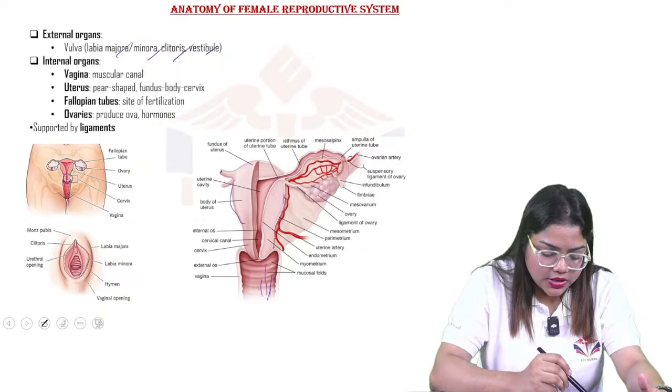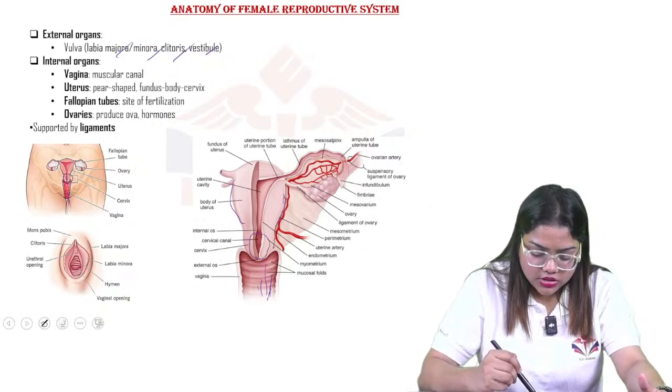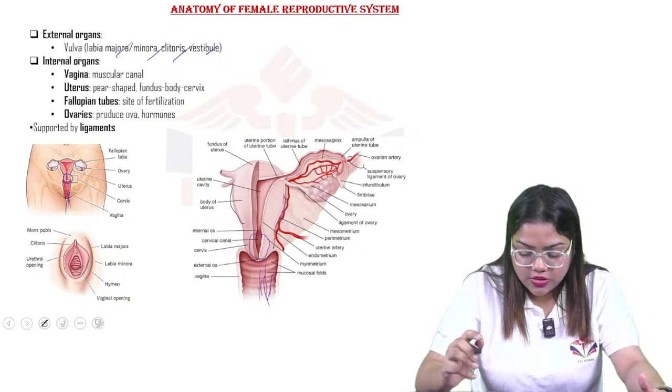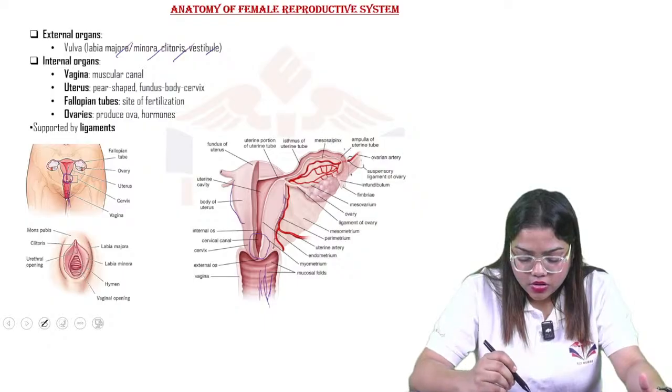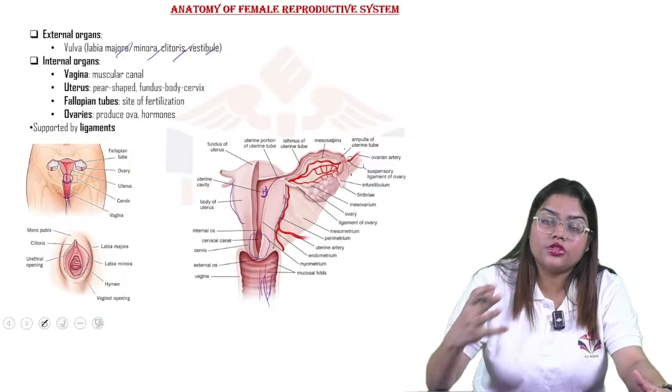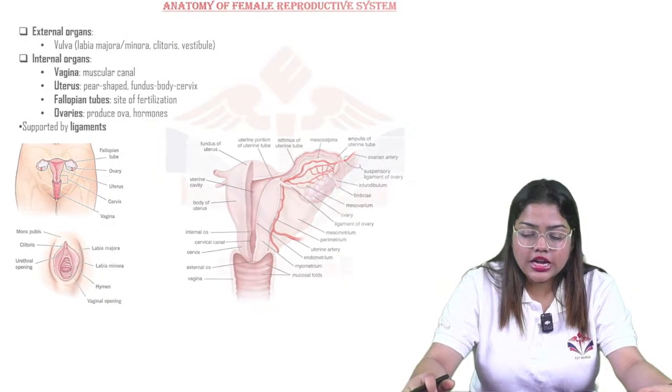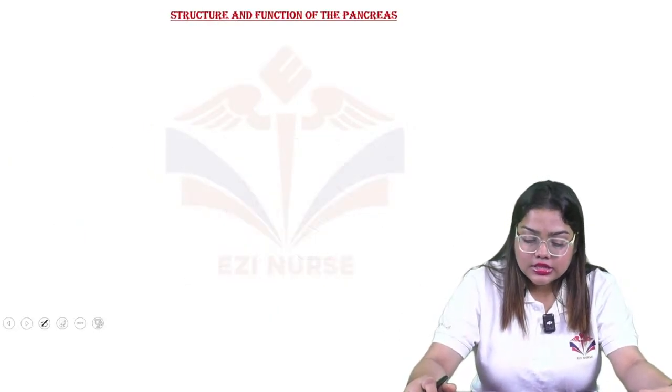This is the cervix part and this is the vagina. Here it is the cervix, this is the vagina. Okay, so we have the ovary, artery, and ligament of the ovary. Then the uterine cavity, where actually the fetus will grow. So this is the anatomy of the reproductive system.